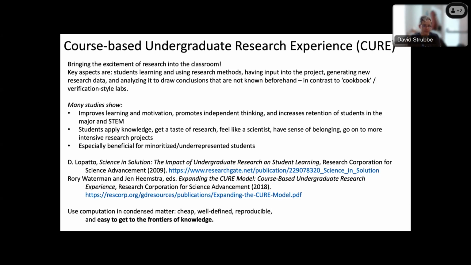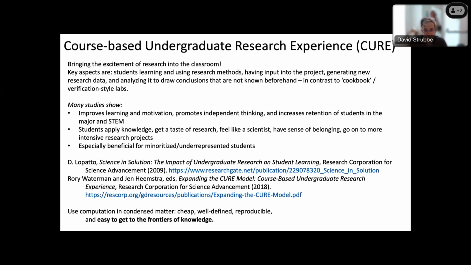By applying their knowledge and getting a taste of research, this increases a sense of belonging. They feel like they are part of the group and even part of a scientific enterprise, and it helps to increase the likelihood that they go on to do a more intensive research project outside of the classroom. It's been shown that these effects, especially the feeling like a scientist and sense of belonging, are particularly beneficial for minoritized or underrepresented students, which is an issue that we think a lot about at UC Merced, because our undergraduate student body is just over 50% Hispanic.